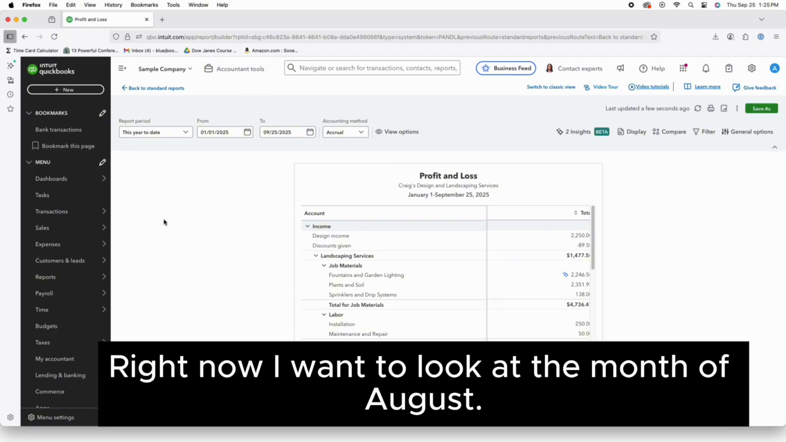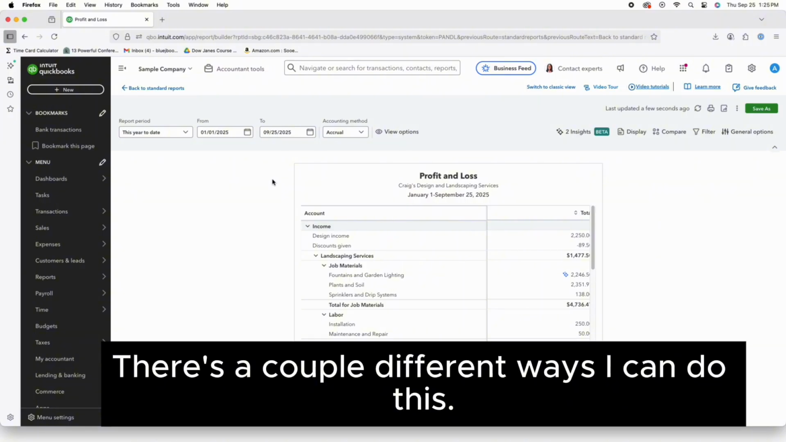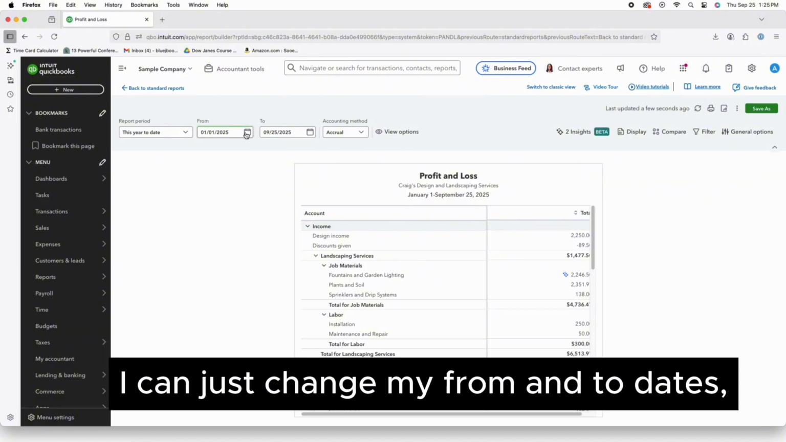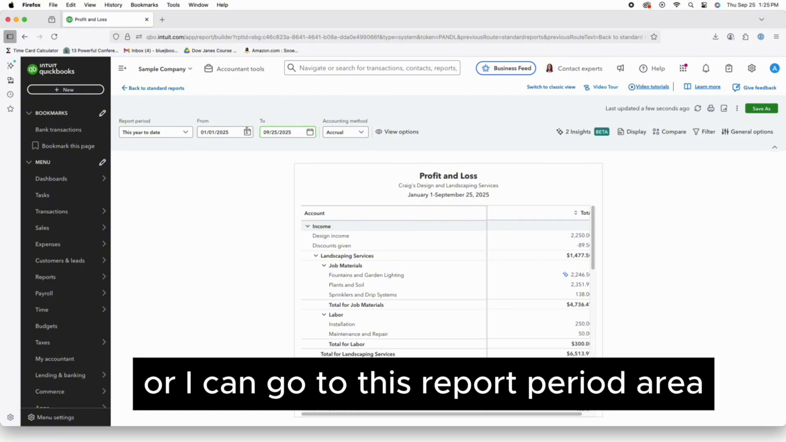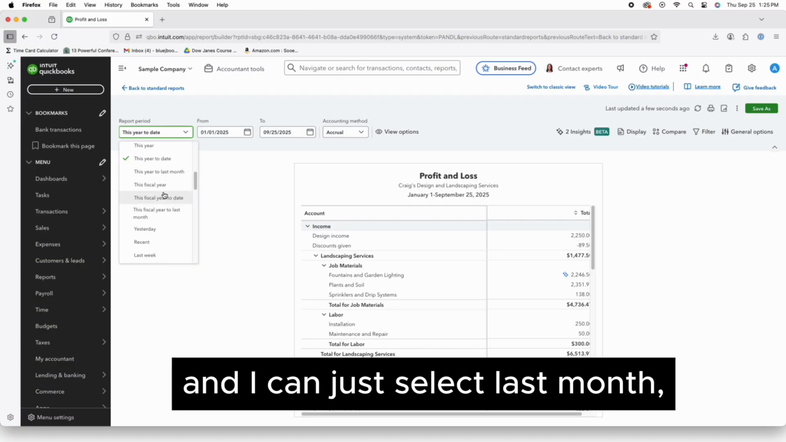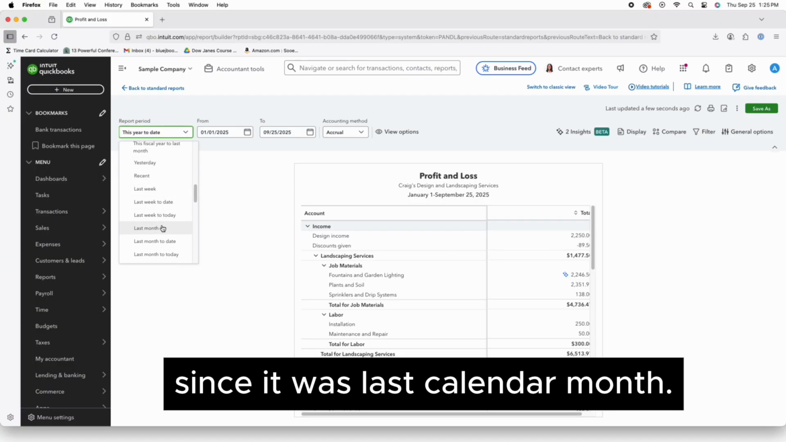Right now, I want to look at the month of August. There's a couple different ways I can do this. I can just change my from and to dates, or I can go to this report period area and I can just select last month since it was last calendar month.